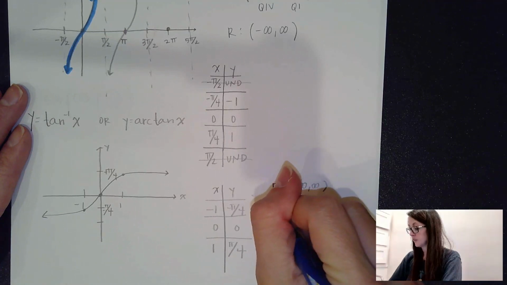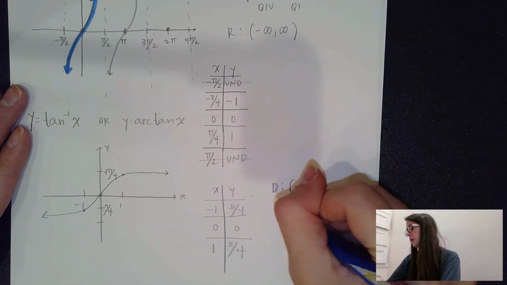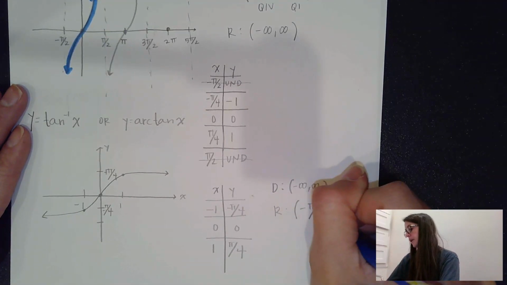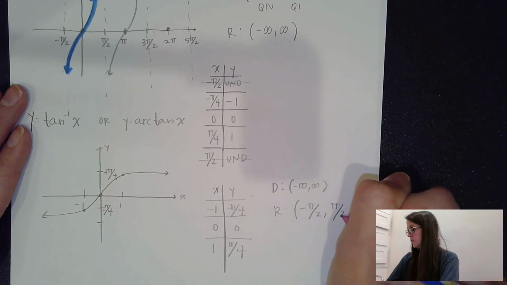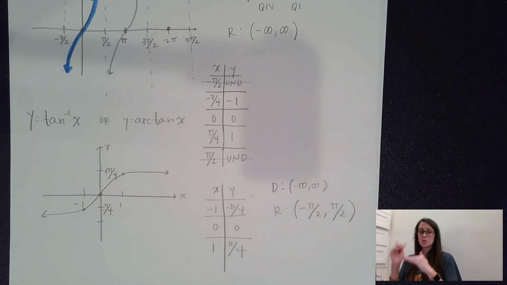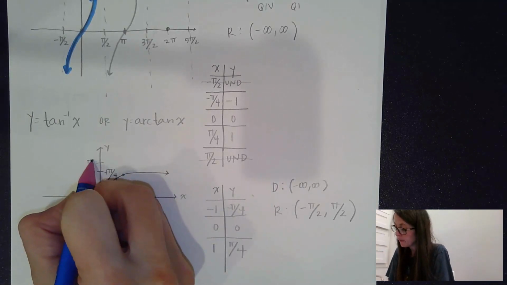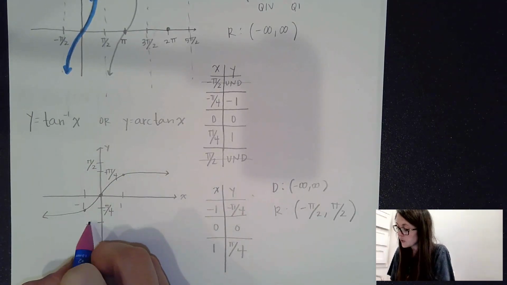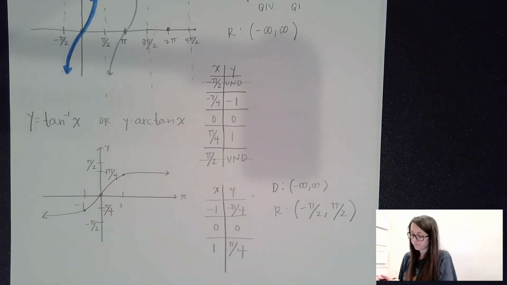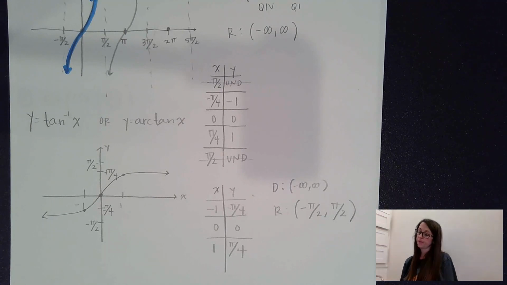And the range of values are going to be in between negative pi over 2 and pi over 2. So it's going to be in between those two, right? So we're never going to touch this pi over 2 or this negative pi over 2. Good deal? Okay, so those are your graphs of your inverse trig functions.